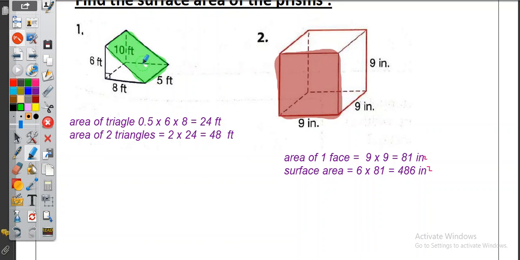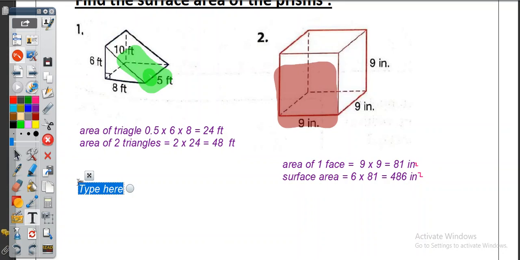What are the dimensions of this face? Here is the length, here is the width. So the area of the rectangle that I colored with green equals 5 times 10, which is 50 square feet.